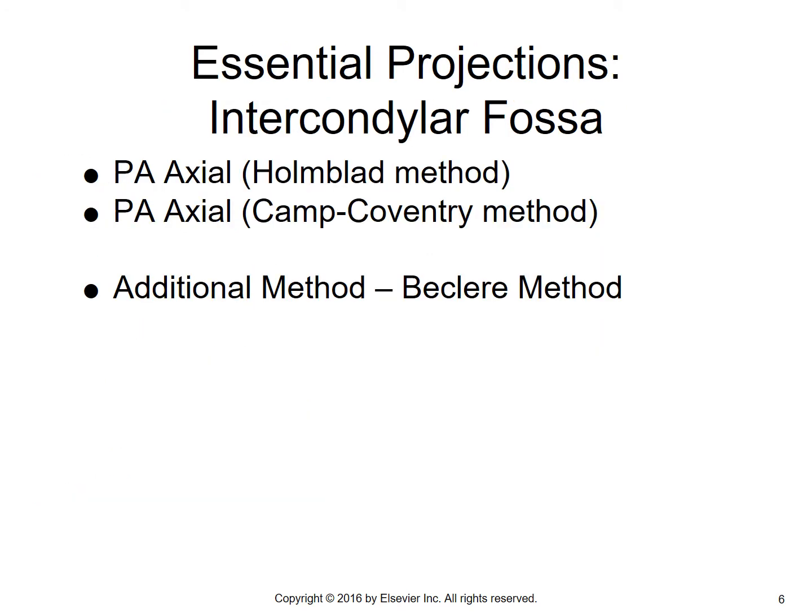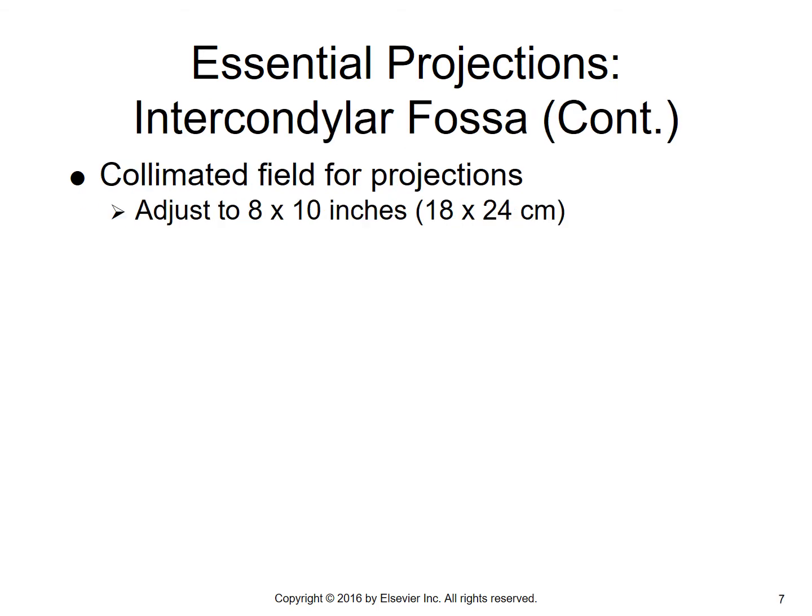We'll move on to the essential projections for the intercondylar fossa. According to Merrill's, there are 2 essential projections. These are going to be either the Holmblad method, which is a PA axial, or the Camp-Coventry method, which is also a PA axial. There is an additional method that's talked about in Merrill's. It's called the Beclere method. For any of these, you're going to collimate your field to about an 8 by 10.